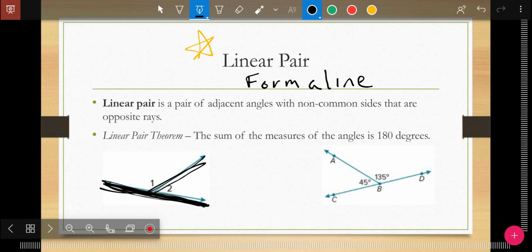That leads us to the even more critical linear pair theorem, which is super important. The sum of the measures of the angles is 180 degrees. I don't know what angle 1 is, and I don't know what angle 2 is, but I know that together they add up to 180 degrees. How many degrees in a straight line? 180 degrees. Over here, I could add these together and see that they equal 180, so therefore I know they're a linear pair.